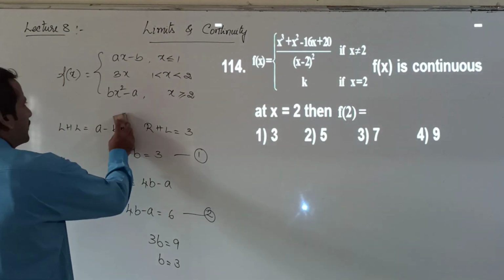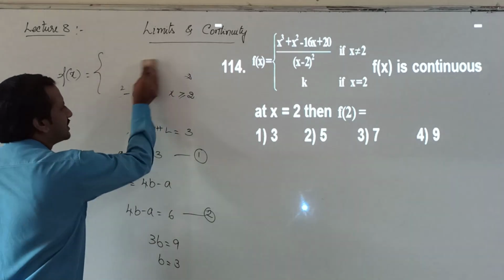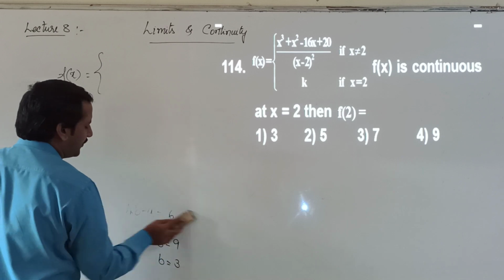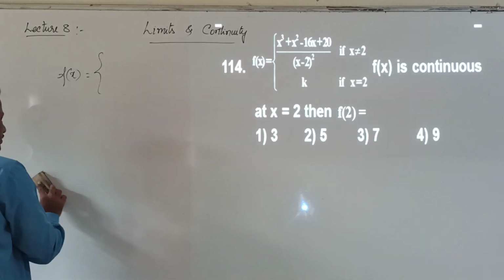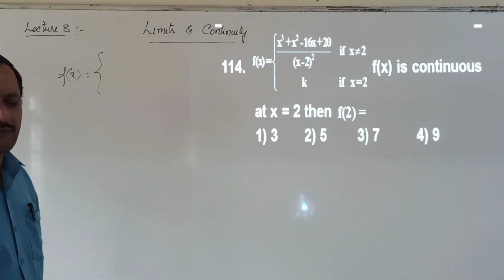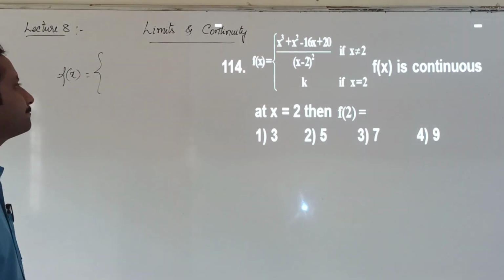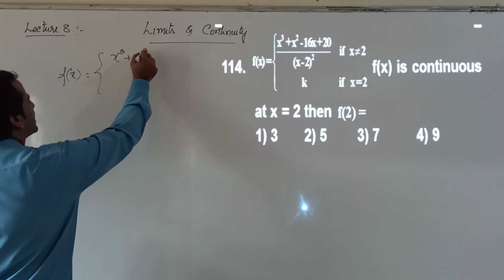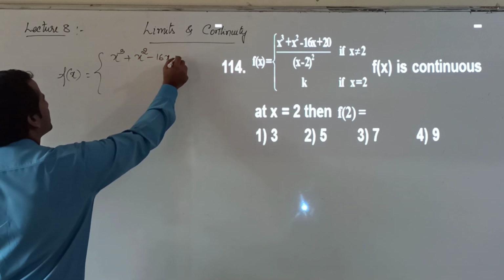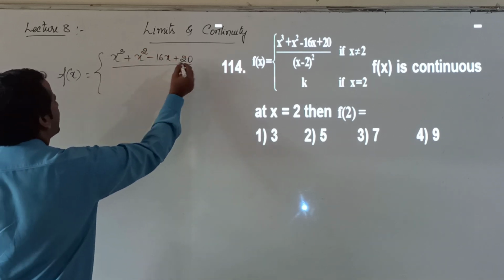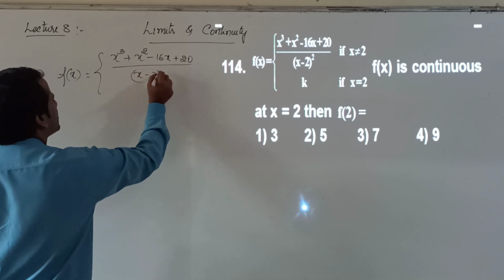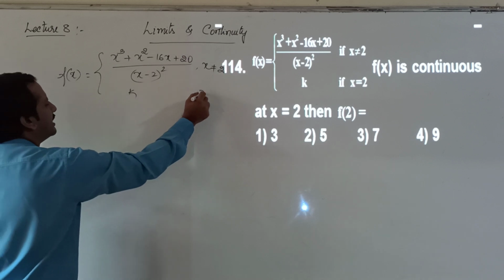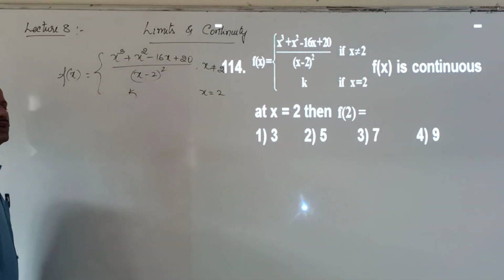Question 114. f of x is continuous at x equal to 2, then what is f of 2? They are asking, f of 2 is equal to k, they have given. What is the value of that k? f of x is defined as x cube plus x square minus 16x plus 20 divided by x minus 2 whole square when x is not equal to 2, and it is k when x equal to 2.